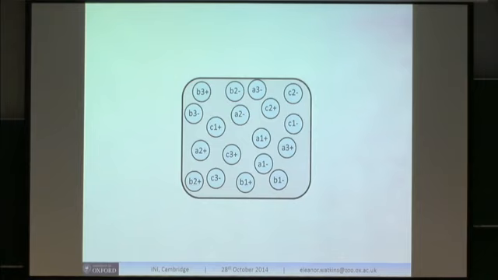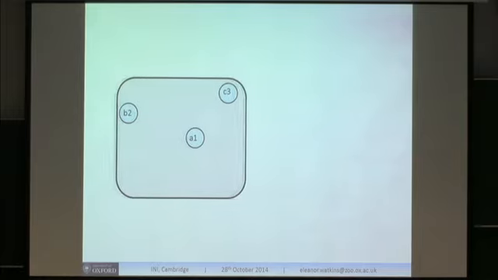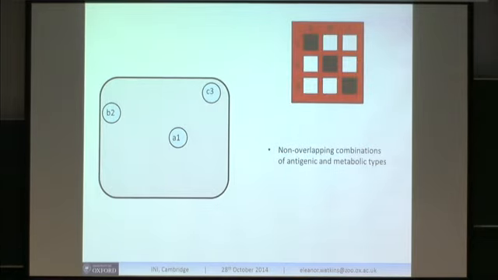Firstly, we find generally in these systems, because of the very strong immunological and ecological competition, that most strains are outcompeted. And we see that the surviving strains have these non-overlapping combinations of antigenic and metabolic types, which might be more clearly represented in a 3x3 grid of strain space here. So we can see that the surviving strains, shown in black, do not overlap in the metabolic or antigenic alleles, and this is to minimize competition at these loci.